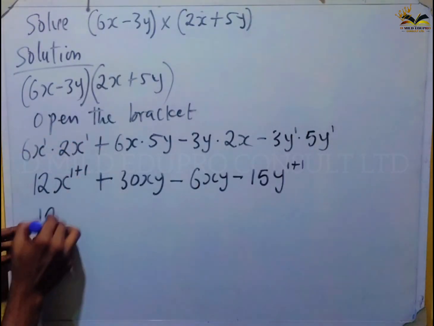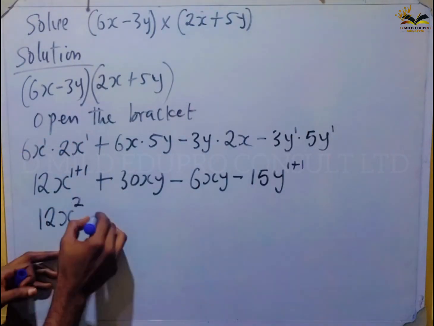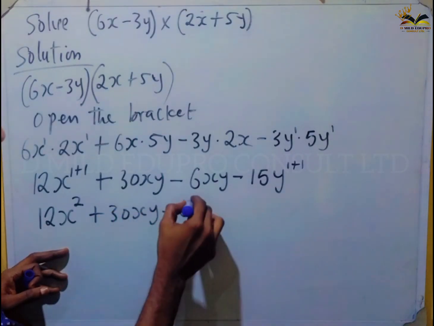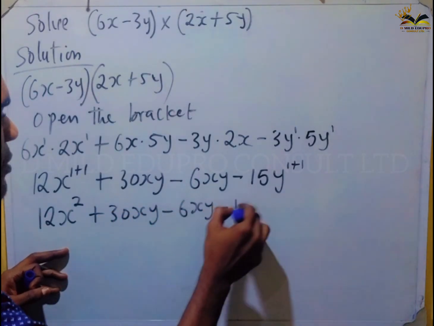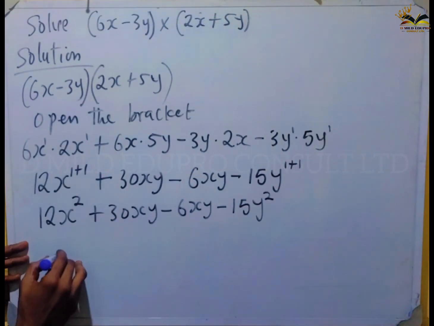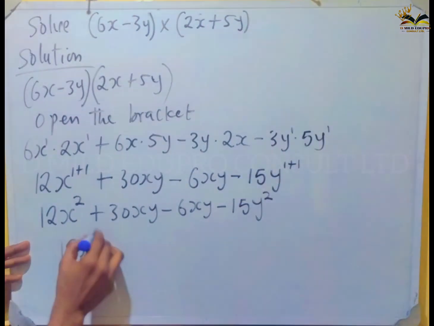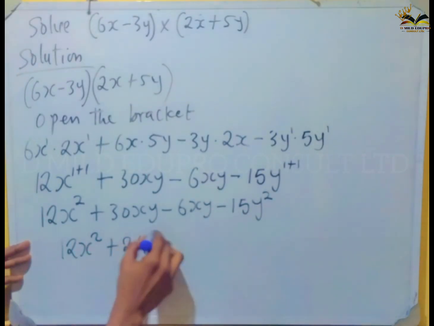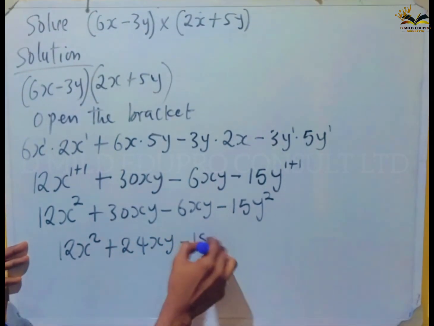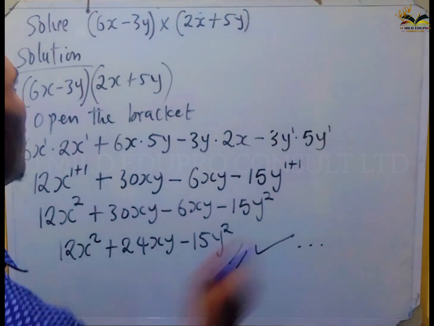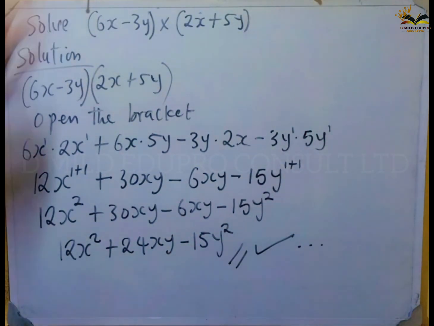So this gives you 12x^2 + 30xy - 6xy - 15y^2. If you want to simplify, you have 12x^2 plus this minus this, you have 24xy minus 15y^2. So this is the solution to this problem you are asked to solve.